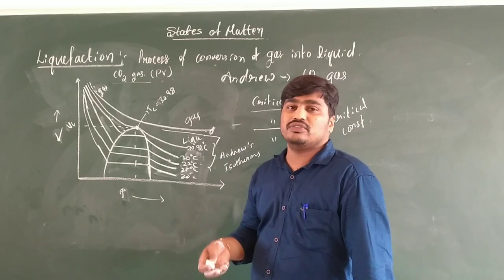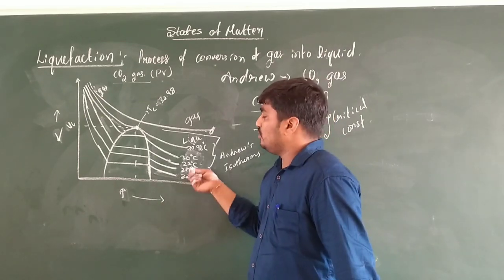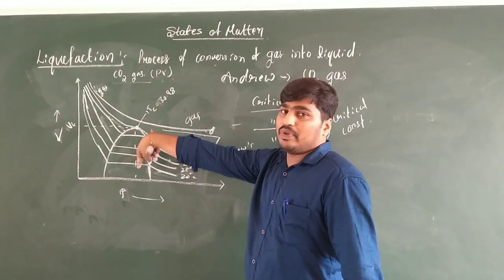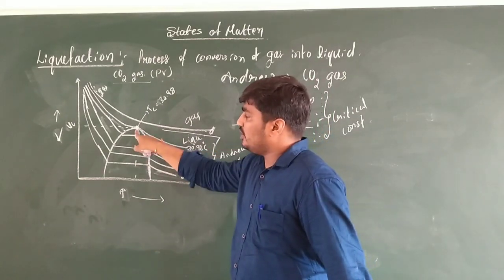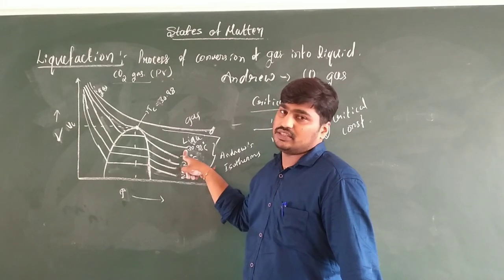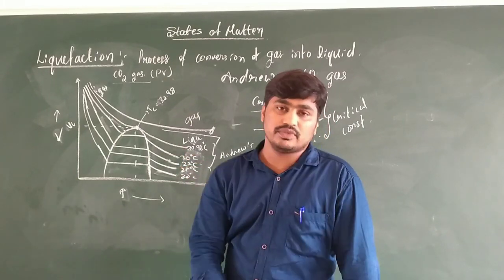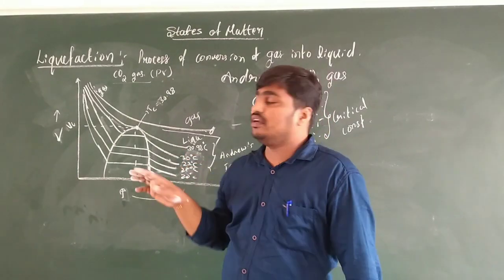Suppose we consider nitrogen, it is completely different because nitrogen gas is compressed around 4 degrees. So this point is observed at 4 degrees Celsius. Okay, for different gases we observe different critical temperatures.